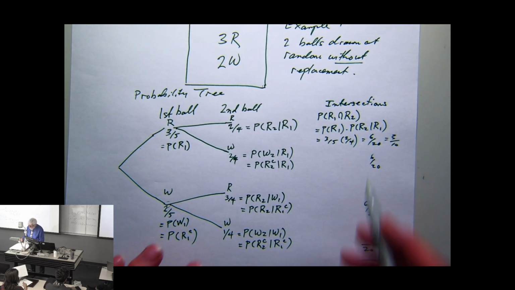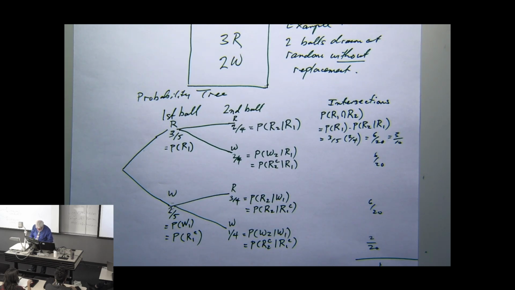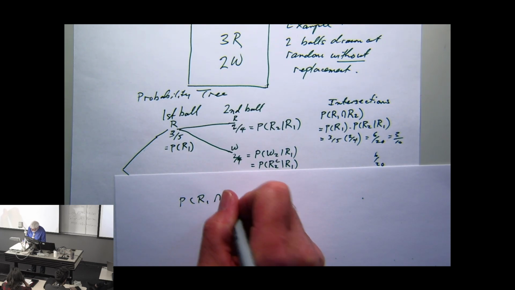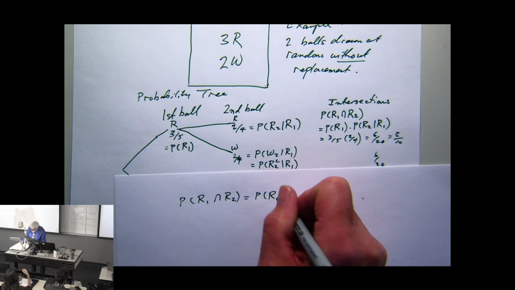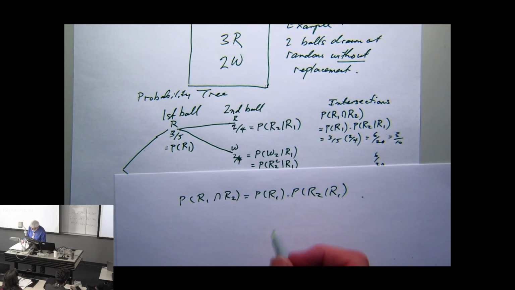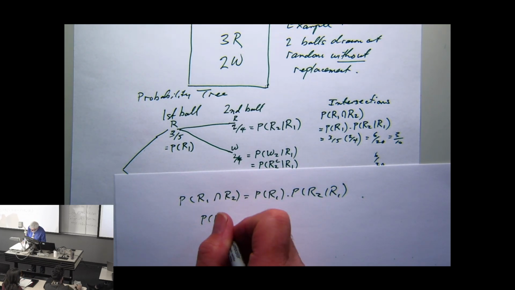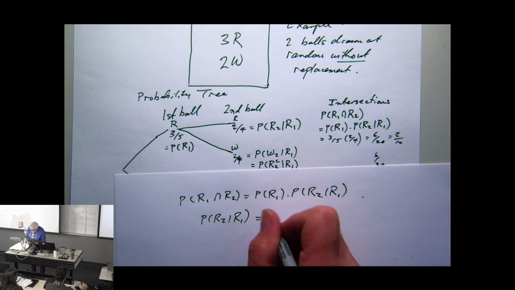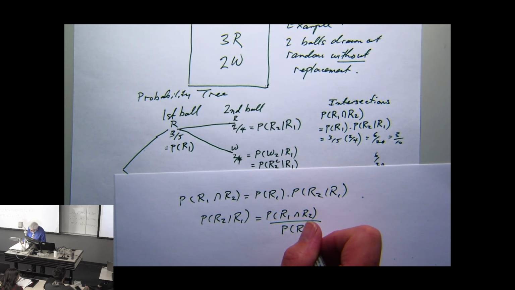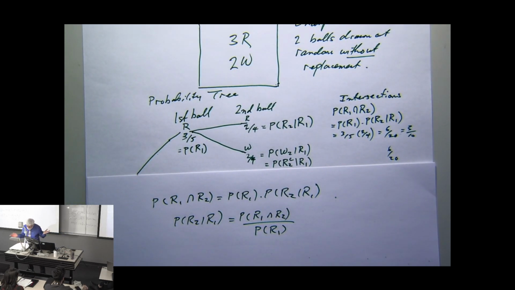Okay, fine and dandy. But if I get another piece of paper here, again, we found that the probability of R1 intersect R2, we did by taking the probability of R1 times the probability of R2 given R1. But if we rearrange the mathematics a little bit, we could say the probability of R2 given R1 is equal to the probability of R1 intersect R2 over the probability of R1. Again, the thing after the condition is our restricted sample space.